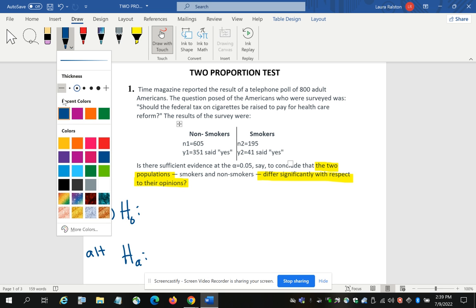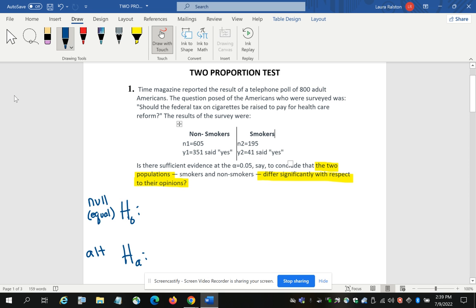Okay, so I have to think about this and think about what the word differ implies in terms of mathematics. Well, differ means not the same. So in my mind, that implies not equal. And not equal would go in the alternative hypothesis.